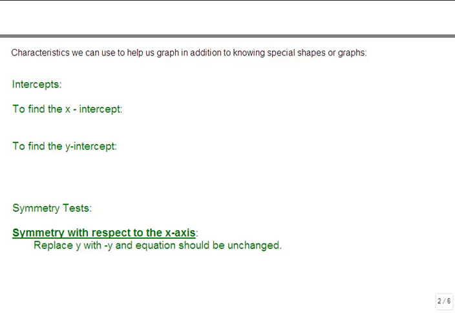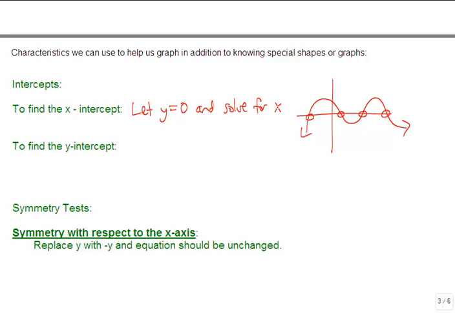An x-intercept is going to be the places where a curve intersects the x-axis. So your x-intercepts here would be right here, here, here, and here. And what do all of these points have in common? They all have a y value equal to 0. So to find an x-intercept, you let y equal to 0, and you're just going to solve for x. That would be the algebraic way to figure it out. And we'll practice this in a moment.